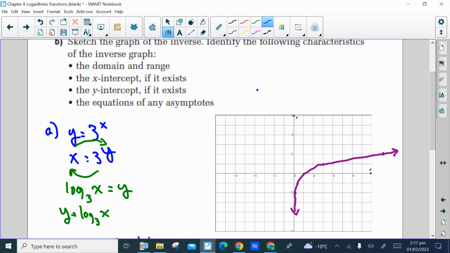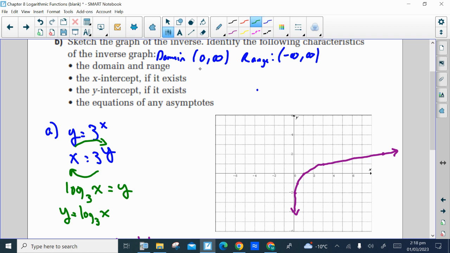The domain of this will be from 0, which is not included, that's why we use round brackets, to positive infinity. Right? The y-axis is a vertical asymptote. That's the domain. Actually, the range will be all real numbers. It'll go downwards forever and upwards forever.